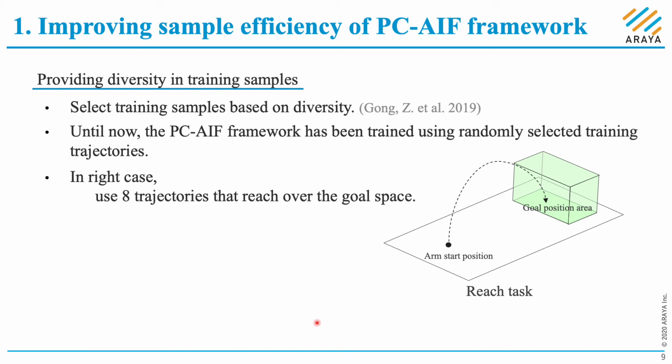The next step is to devise the training samples to improve the sample efficiency. Prior authors have shown it is important to select training samples based on diversity. In the past, the PCAIF model framework used randomly selected training samples. Average task on the right one. Bringing diversity to the training samples means using 8 trajectories to reach the endpoints of the goal space. Instead of randomly sampling the trajectories that reach the goal space, we test whether this idea works for the PCAIF framework.